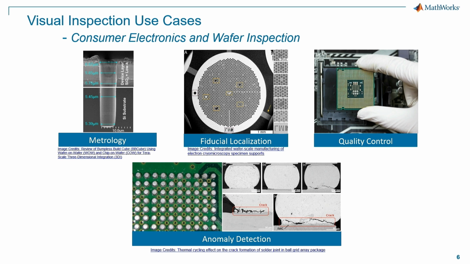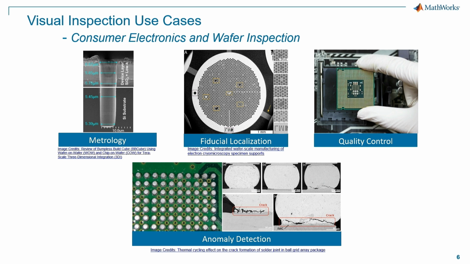Fiducial is basically another term for reference. So how to find a reference in a pattern, like a fiducial marker. The third one is quality control, like doing defect detection. The last one is anomaly detection. So you can see the soldering on a PCB board, or some cracks during your production.